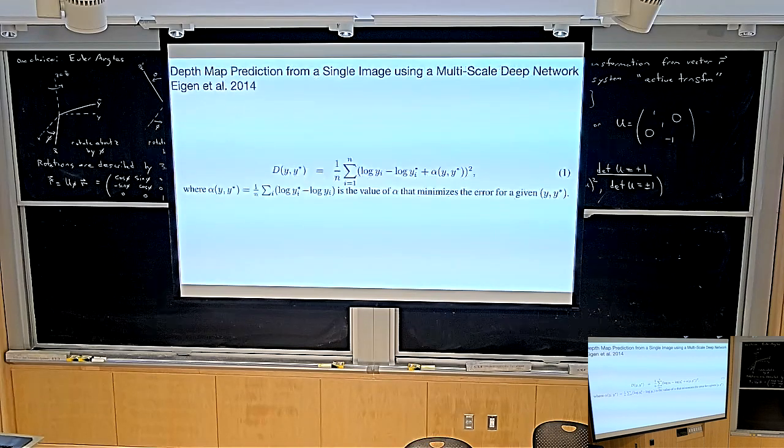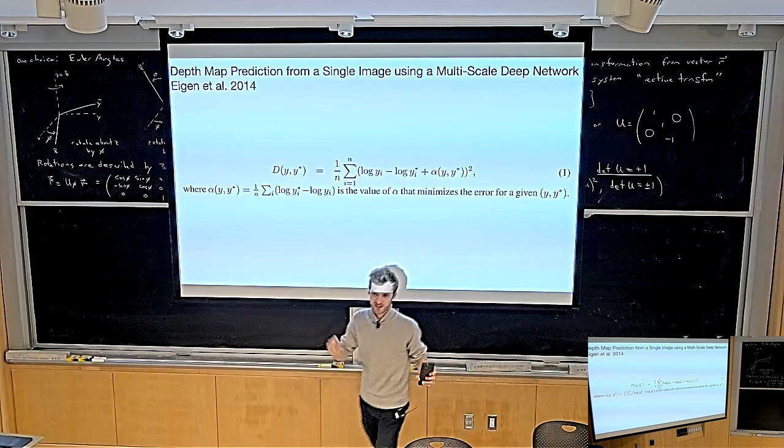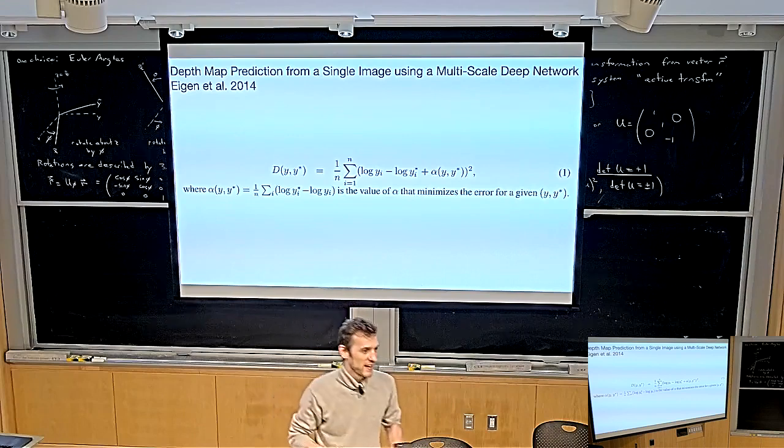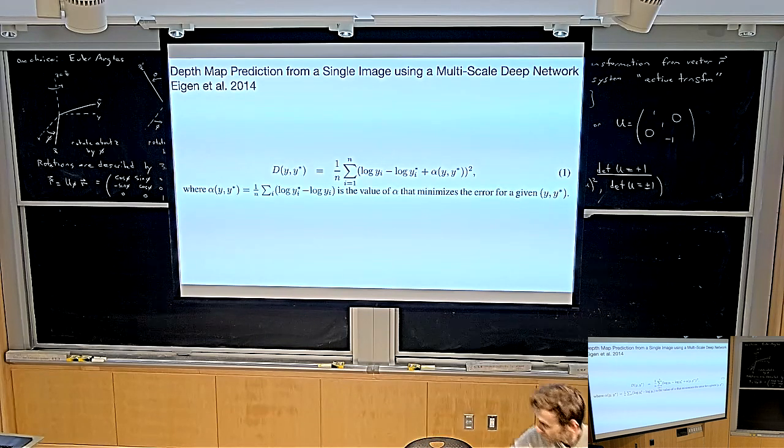The first thing that people came up with, and this is from the original paper from Eigen et al. in 2014, is a scale invariant loss. They basically said, okay, we want to train our neural network on this data set where we don't know the scale. What we're going to do is build a loss that is invariant to the scale. So the network's output is compared to ground truth up to scale. If the scale is wrong, our network doesn't care.